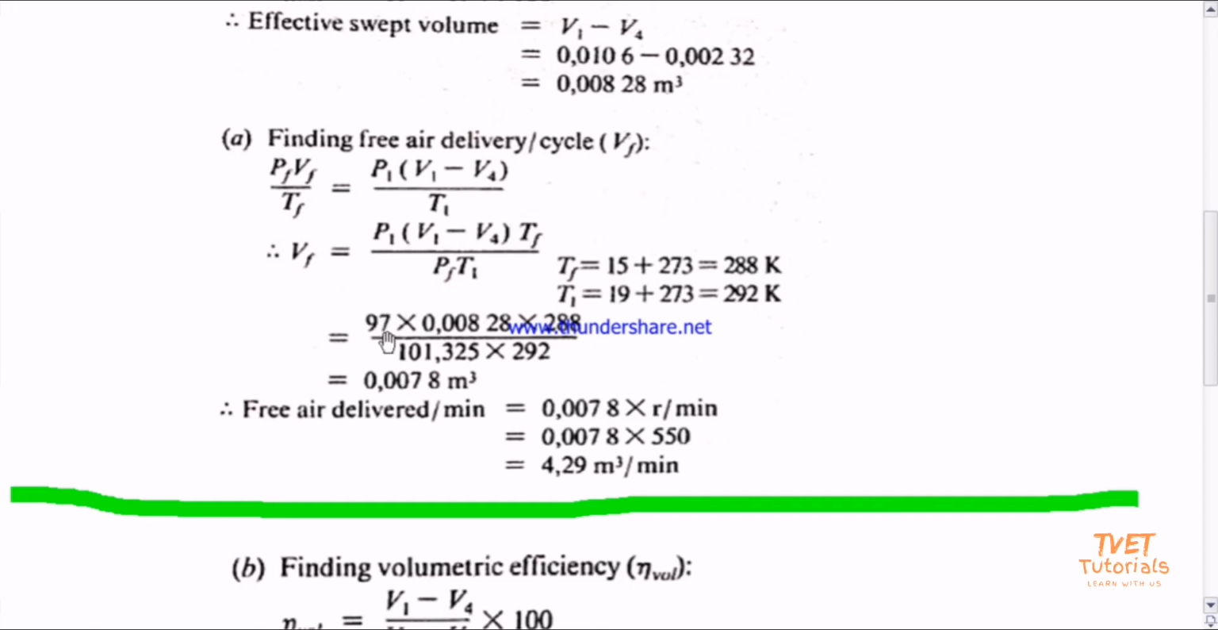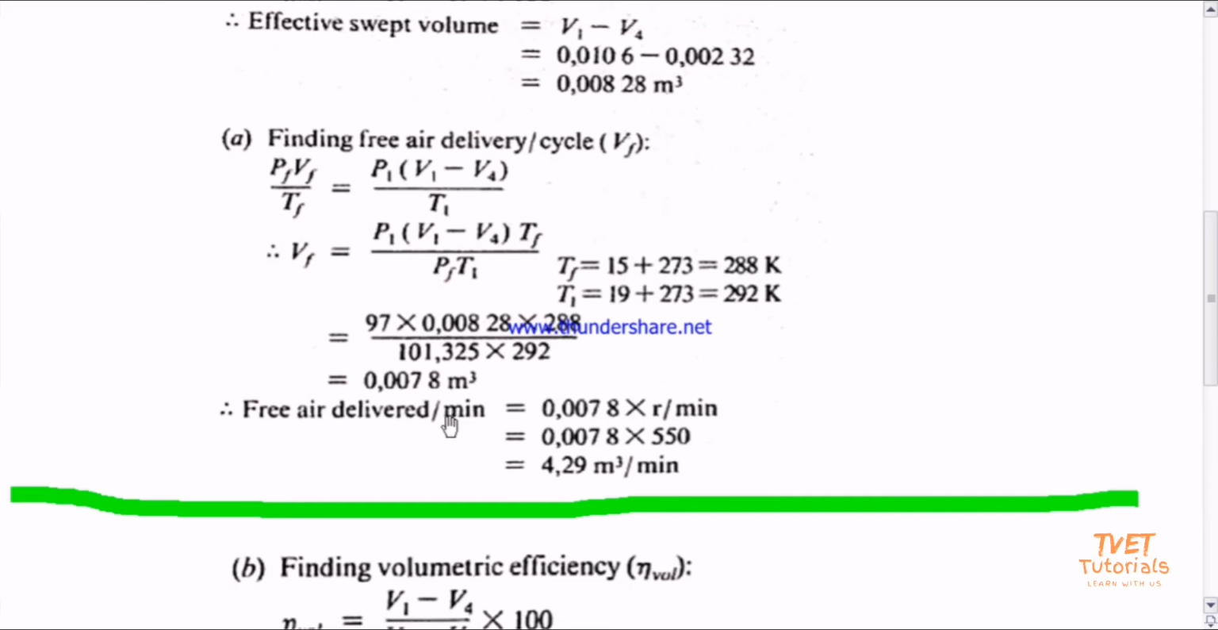P1 was given at 97 kPa. The effective swept volume is 0.00828 times the temperature at the atmospheric conditions, it was 28, over the atmospheric pressure times the initial temperature in terms of Kelvin. Then you find it to be 0.0078 meter cubed. Now the free air delivery, remember they said per minute.